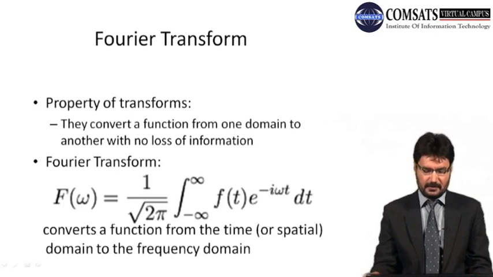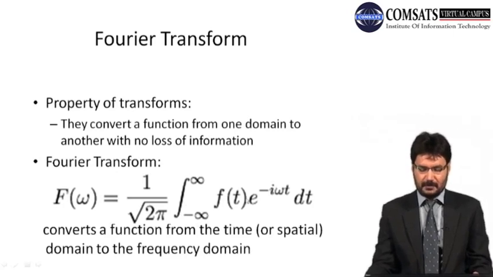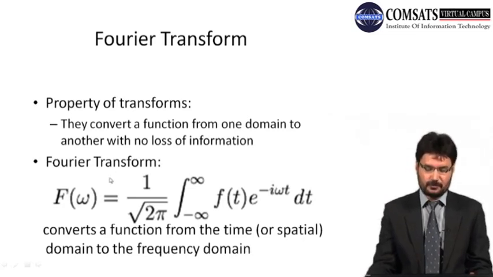So the basic formula we have in the Fourier transformation is F(w) equal to 1 over the square root of 2 pi, and then we have the integral from minus infinity to infinity of f(t) e to the power minus i w t dt, which converts a function from the time or spatial domain to the frequency domain. So in this situation, because we need to convert from one domain to another with no loss, we convert from time, which we also call the spatial domain, to a frequency domain.